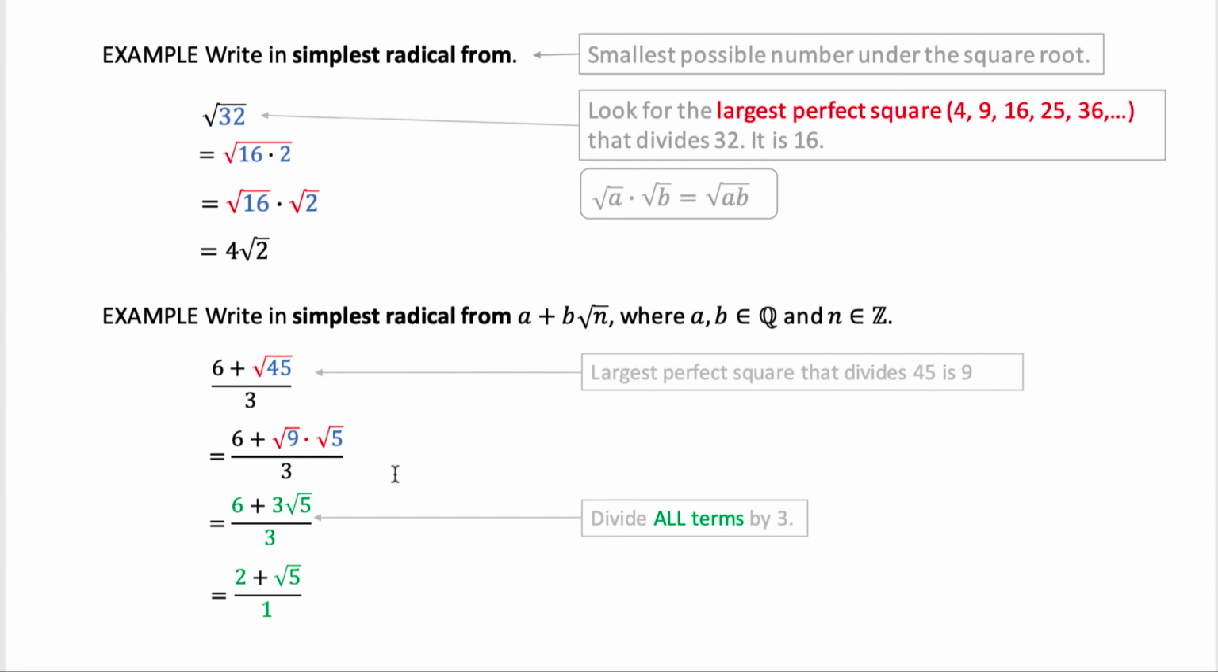And now 2 plus square root of 5 over 1, that's the same thing as 2 plus square root of 5. And now it's in the form that was required. So our a is 2, b is 1, because we have 1 times, and n is 5.